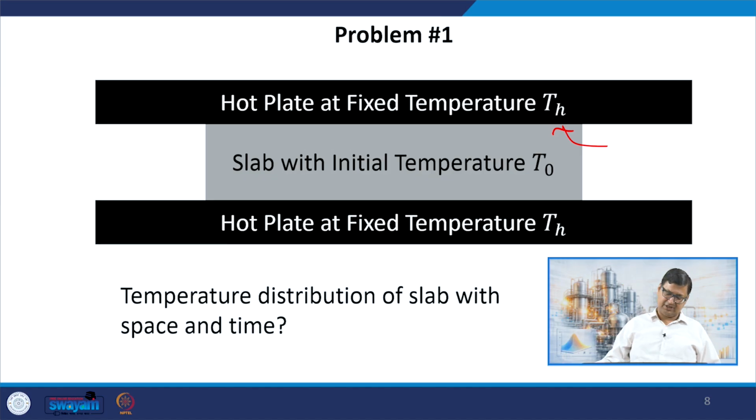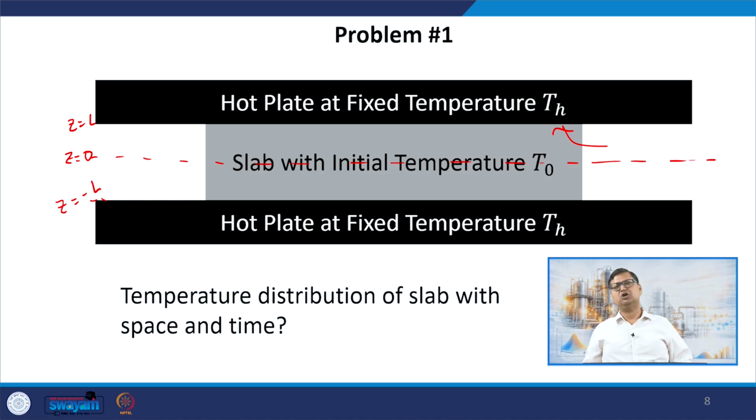So the very first thing we notice is, do we have center line symmetry? So again, if I draw a center line such that this is my z equal to 0 and this becomes z equal to L and z equal to minus L. Again, since the two plates top and bottom are the same, T(z,t) is equal to T(-z,t). So T is still an even function, and therefore I can use that.